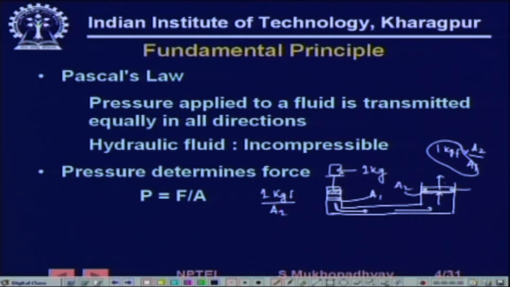So you see that we apply a 1 kg force here and we have created a force which is multiplied. If that A2 by A1 ratio is 100, then by applying a 1 kgf force at one end, we have created a 100 kgf force at the other end. So using this principle, it is somewhat like a fluidic lever. Remember levers: because of the fulcrum, if we apply a small force at one end, we can lift a much higher load at another end because of moment balance. So here also, because of pressure balance, the same thing is going to happen.